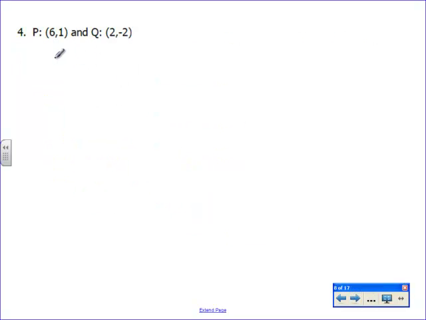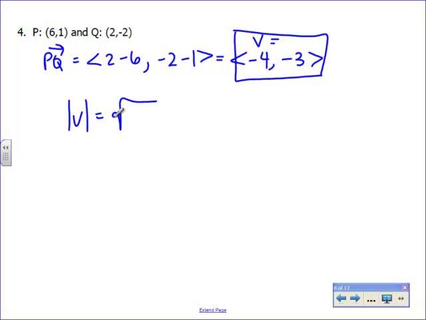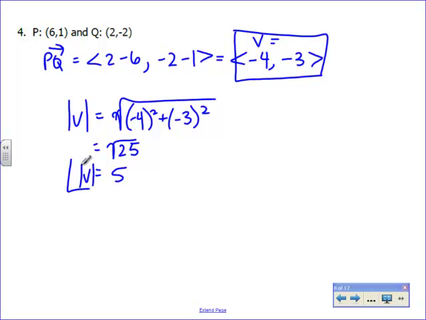Next example, we're still finding PQ, so we're going to do Q minus P. 2 minus 6, negative 2 minus 1, which is going to get us negative 4, negative 3. Moving on to find our magnitude, we do the square root of negative 4 squared plus negative 3 squared. 16 plus 9 is 25. Square root of 25 is 5. So we have our component form and our magnitude of our vector.